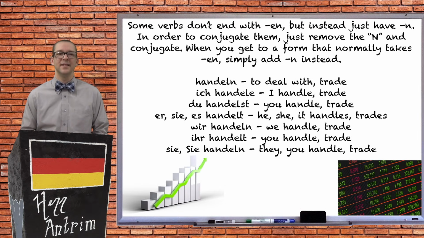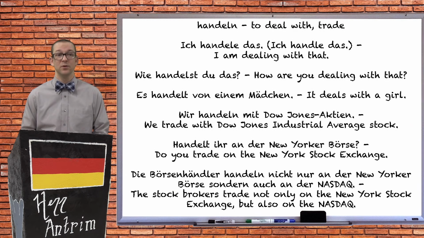Some verbs don't end in en, but instead end in just an n. If this happens, you simply remove the n in order to find your stem. When you get to the form of the verb that takes an en usually, you simply add n instead. Handeln, to deal or trade. Ich handle das. I am dealing with that. I will deal with that.